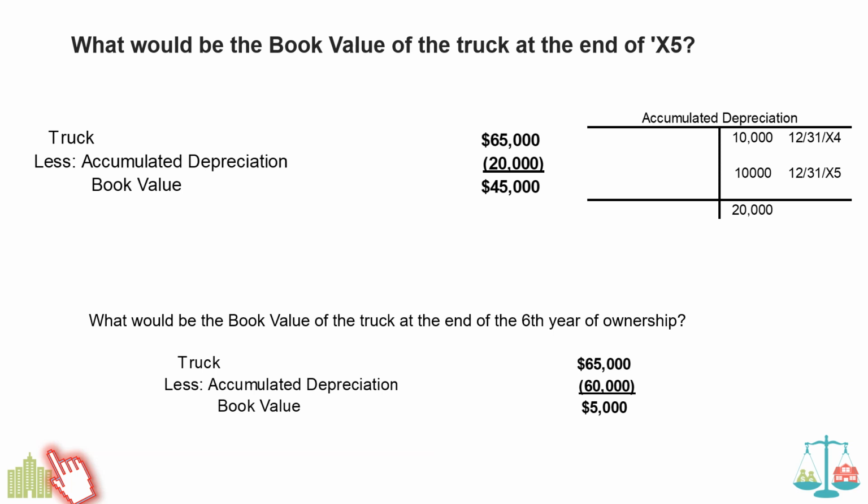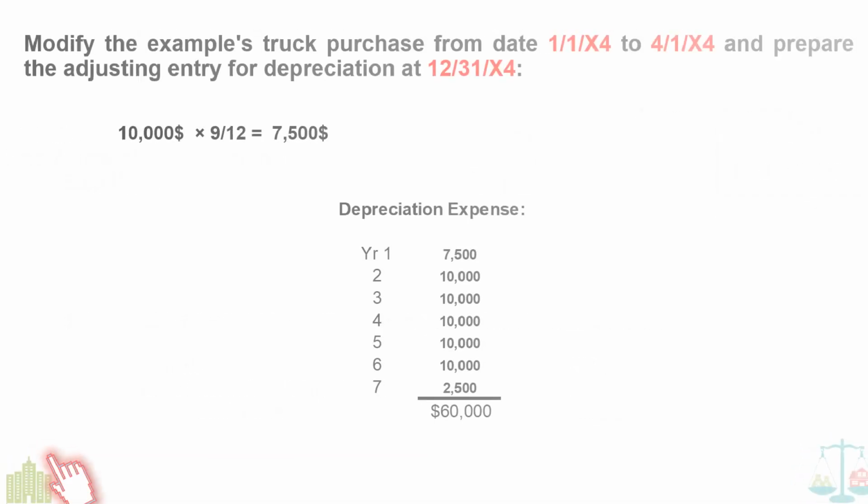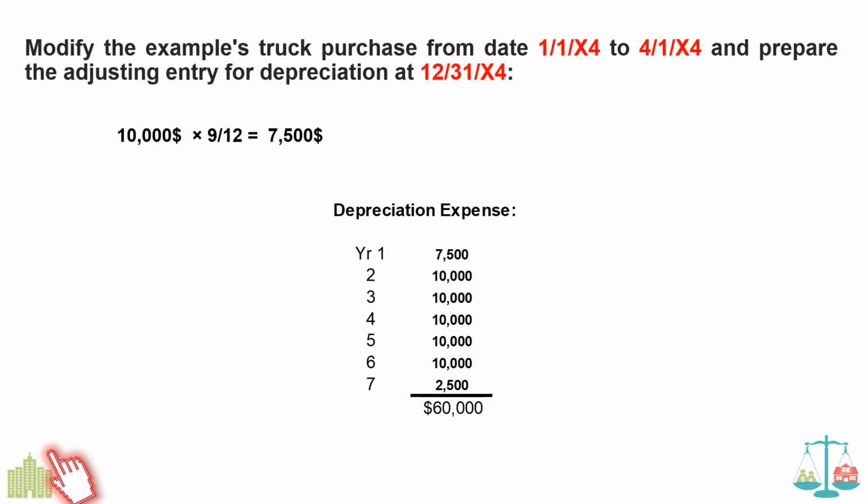For discussion's sake, let's modify this example that we've been working on. The modification would be, let's assume that the truck that we purchased, in fact we didn't purchase it on January 1st of the year X4, but instead we purchased it on April 1st of X4. Now I want to prepare the adjusting entry for depreciation at the end of that first year.